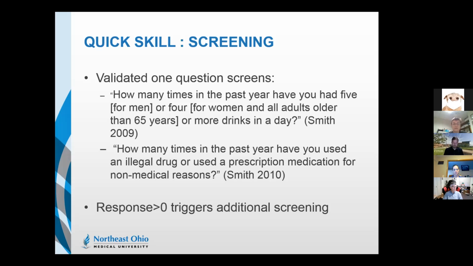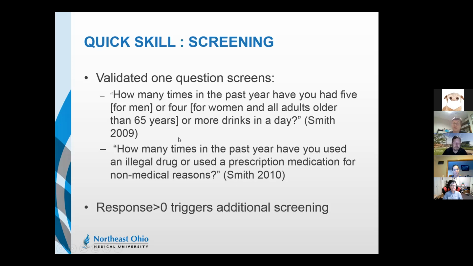How many times in the past year have you used an illegal drug or used a prescription medication for non-medical reasons? Asking those 2 questions, we would expect the patient to answer, well, many times to the second one if they're seeing us because of their opioid use disorder. But they might answer differently, and we may or may not get that positive answer to the alcohol question.